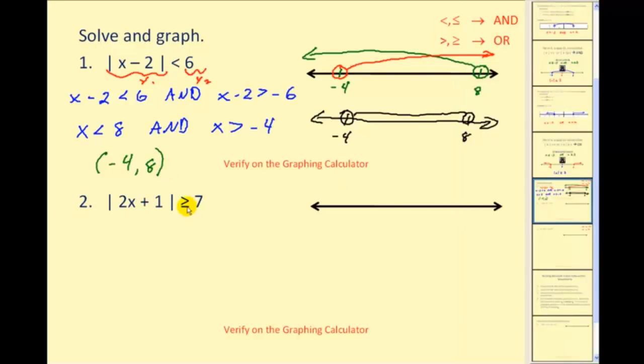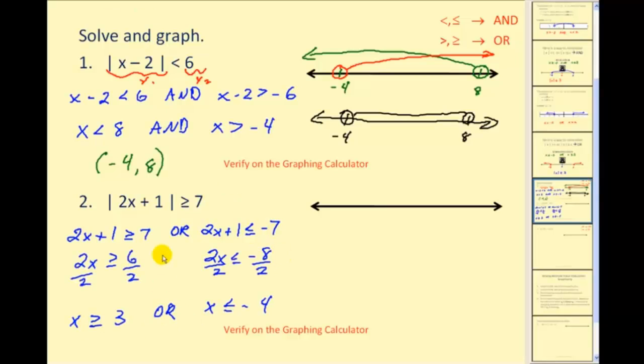So let's try another. The first step is to identify this will be an "or" because the distance is greater than 7. So our first inequality will be 2x plus 1 greater than or equal to 7, or 2x plus 1, reverse the inequality symbol, and also change the sign of the 7. So we want the union of these two inequalities. So we'll first graph x is greater than or equal to 3, closed point on 3, arrow to the right, or x is less than or equal to negative 4, closed on negative 4, arrow to the left.